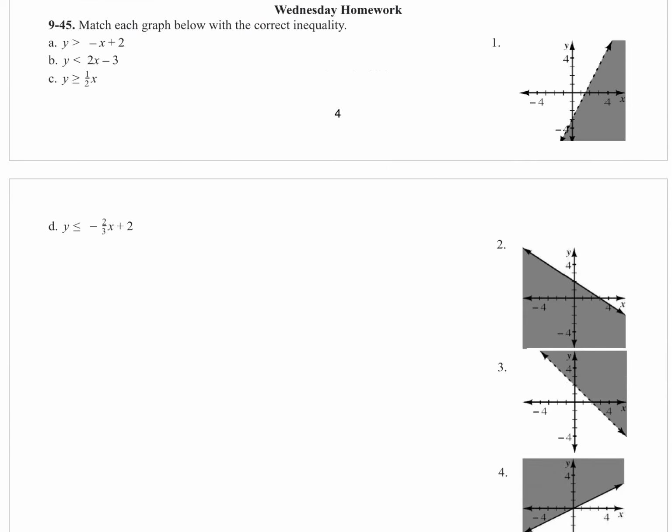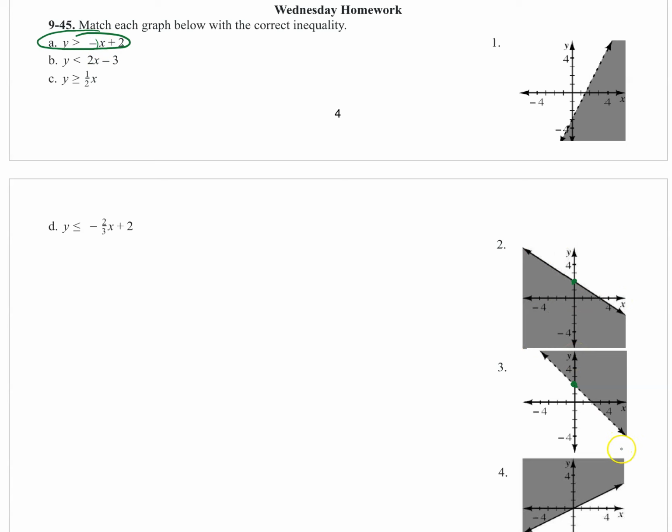945, match the graph with the correct inequality. All right, let's check it out. Y greater than negative x plus 2. So this has a y-intercept of 2. So it can be this graph, only those two. Now it says it has a negative 1 slope.